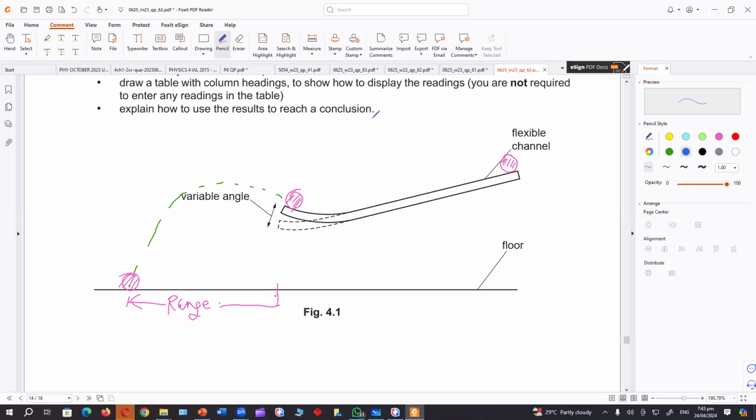Now, this is the apparatus. I have already made some working on the apparatus. So now suggest a procedure.